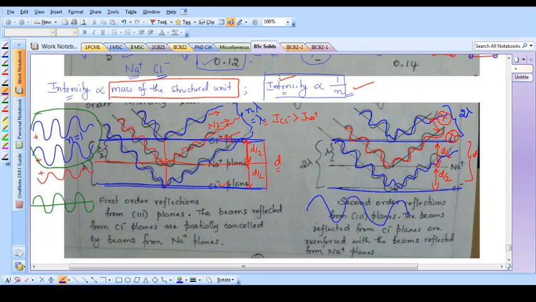These are the X-rays reflected from the two chloride planes, and this is the X-ray reflected from a sodium plane, and all these three are in phase with each other because the path difference between these two is 2 lambda, and the path between the first and the last is lambda. So all are in phase with each other. So on adding, they give a very bright spot resulting in constructive interference.